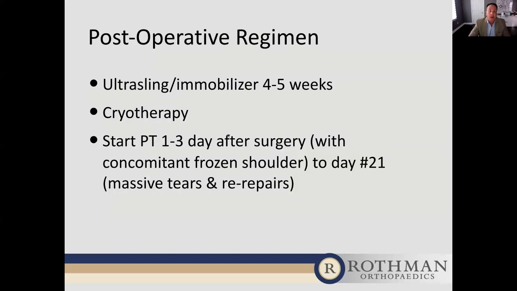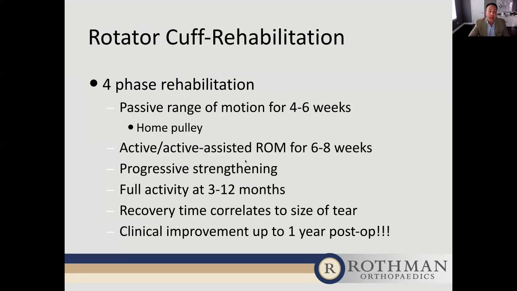Okay, we do a sling for 5 weeks in my practice. We do ice therapy. Sometimes therapy can start as early as a few days after surgery if they have a frozen shoulder, or up to 21 days if I have a massive tear or somebody who has a re-tear. It's a 4-phase rehab. We want to start with passive motion. We want to protect the rotator cuff. It's very similar to the shoulder fracture rehab. Actually, I use the same protocol.